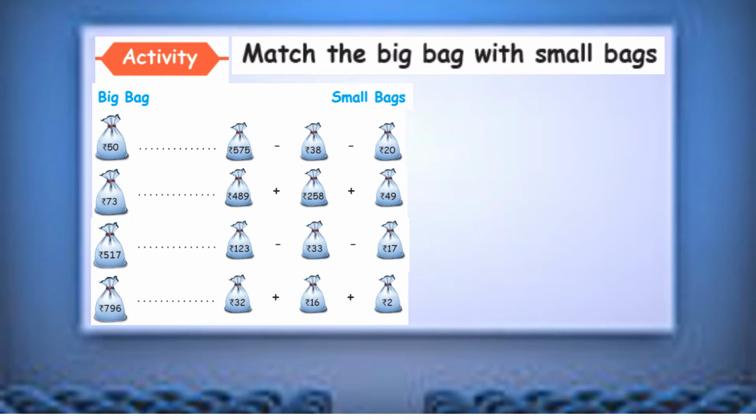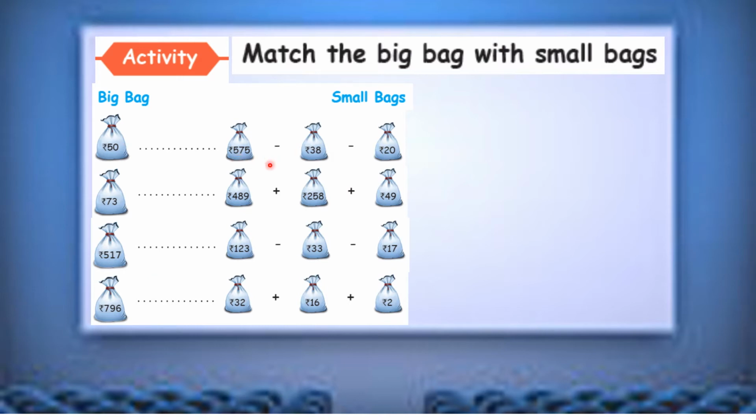Let us see the activity. Match the big bag with small bags. Look at this. On the left side we have a very big bag and on the right side we have 3 small bags, isn't it? So how can we match? These are all the answers. If we do the calculation here, we will get the answer among these 4 bags. Like that we are going to match it.